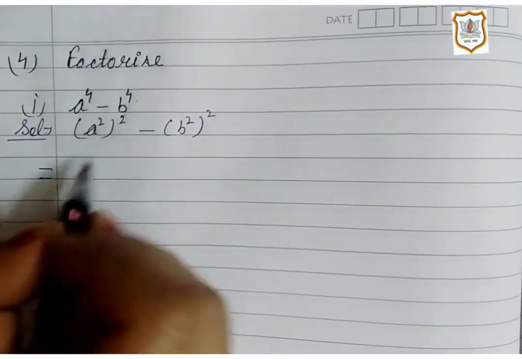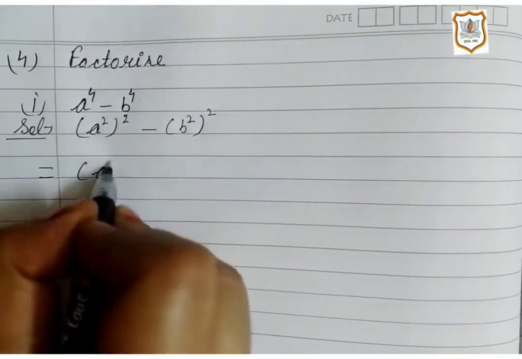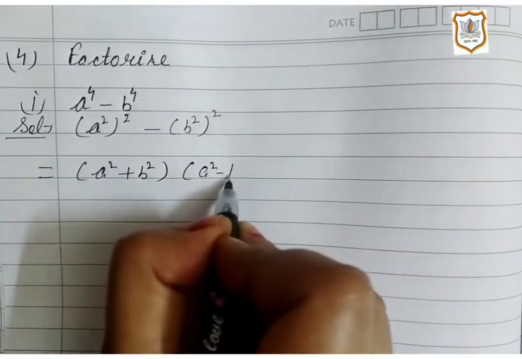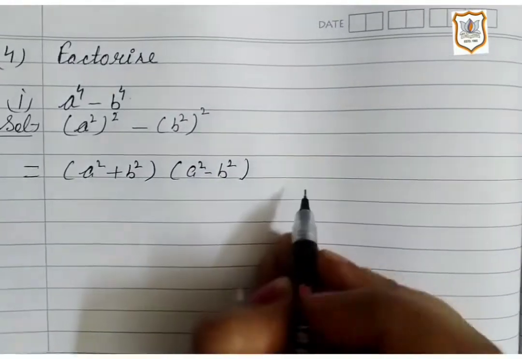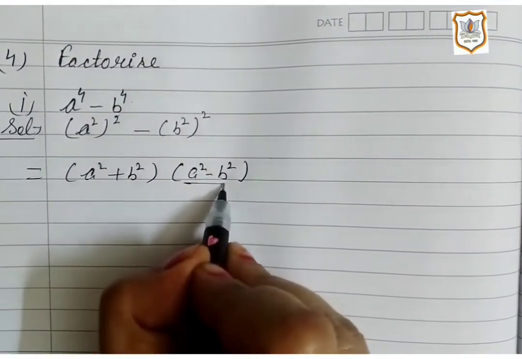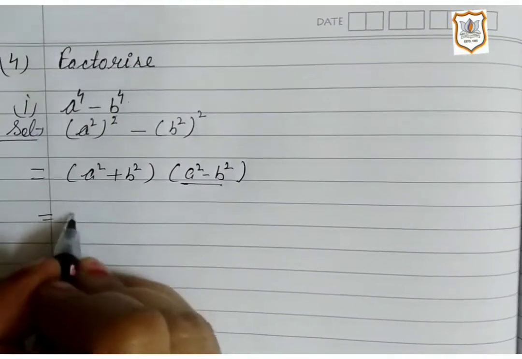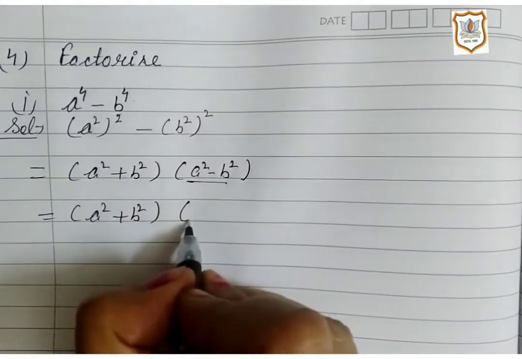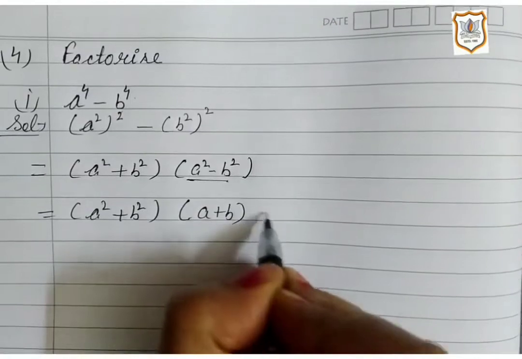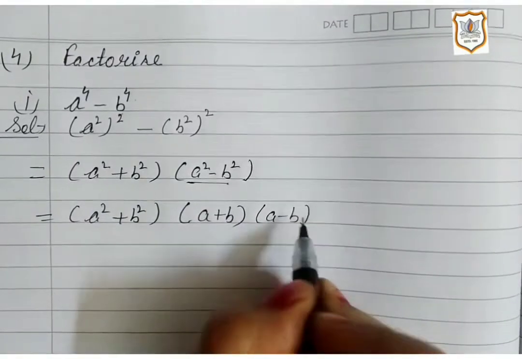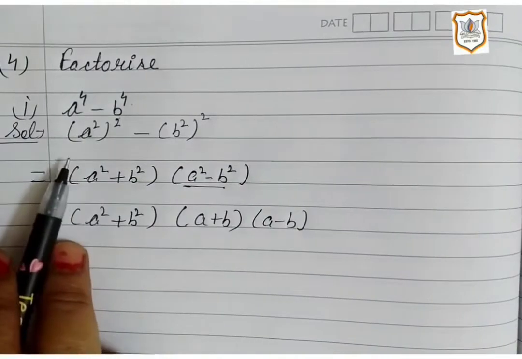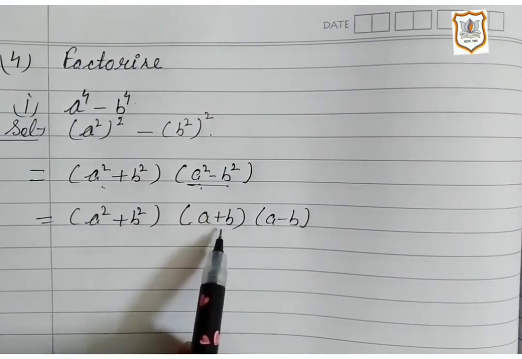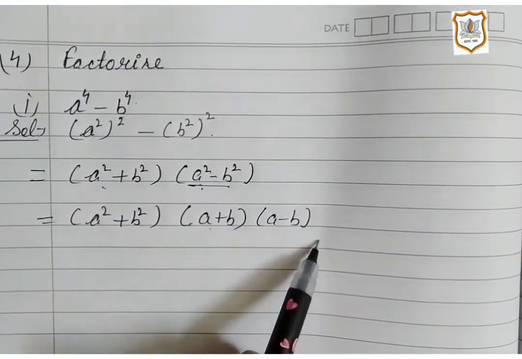Now students, here we can use the third identity, that is a square plus b square, a square minus b square. Students, here you can use the third identity. So we will write a square plus b square, that is a plus b, a minus b. Now students, we have used the identity 2 times, first here and next, a square minus b square is a plus b and a minus b.